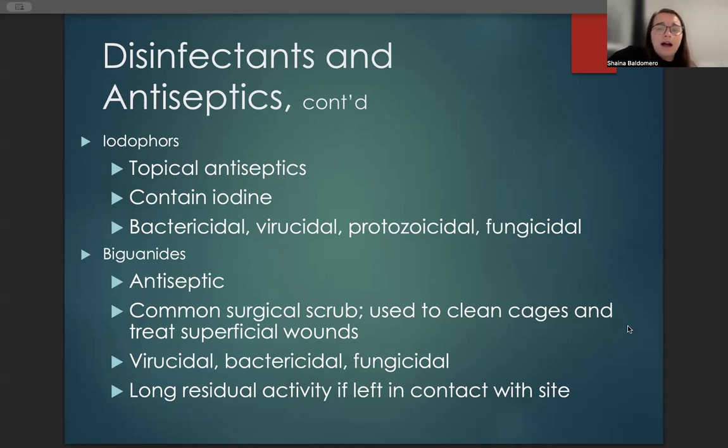Okay, next here we have iodophores. These are topical antiseptics, so this is what you would put on the skin. Iodophores contain iodine. So this is going to be your Providine iodine surgical scrub, which used to be the surgical scrub that we used for everything, humans, animals, everybody. However, it's most common in people. I've never really seen animals have a reaction to iodine, but I do know that humans can be allergic to iodine.